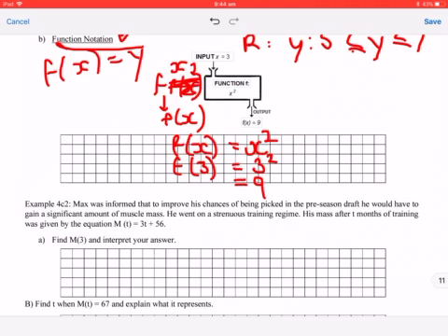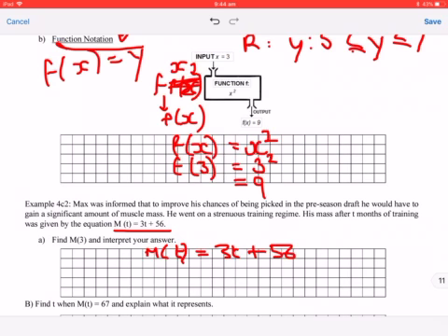Max was informed that to improve his chances of being picked in the preseason draft, he would have to gain a significant amount of muscle mass. He went on a strenuous training regime. His mass after T months of training was given by this equation. M of T equals 3T. I'm going to write that again. Equals 3T plus 56. Find M of 3 and interpret your answer.